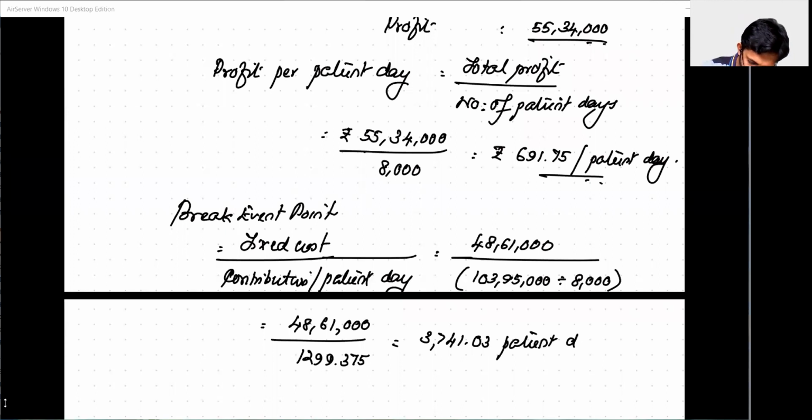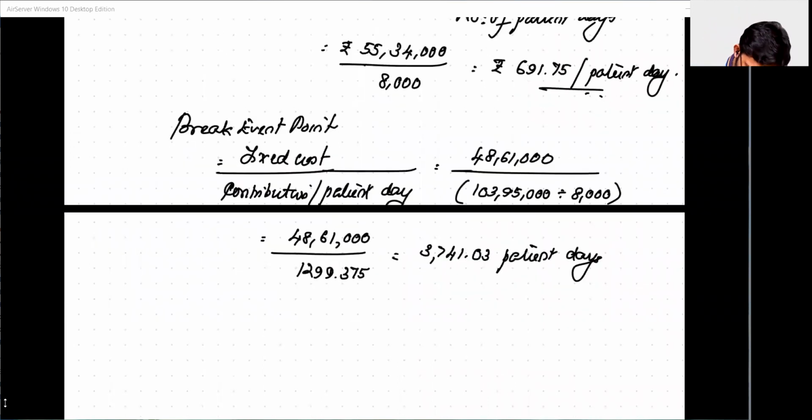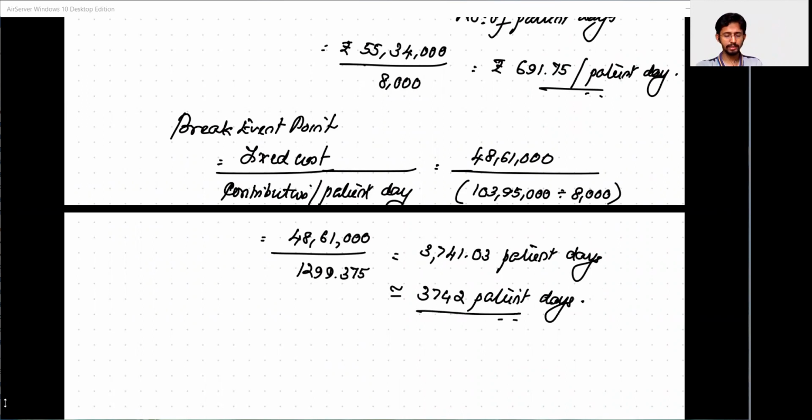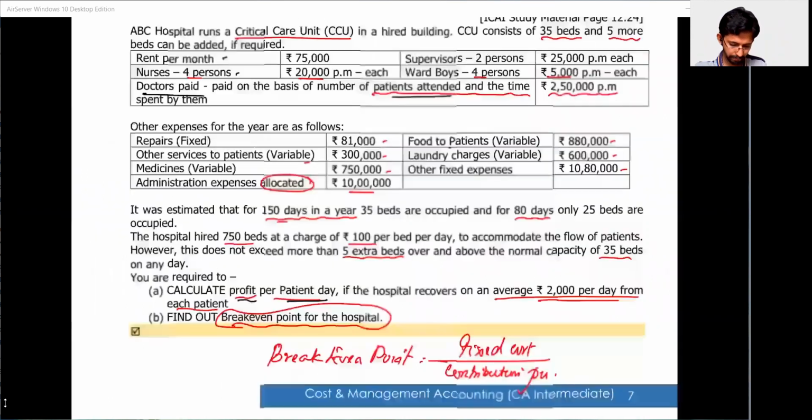And we have already seen that when you round off the break-even point, you have to round it off to the next highest. So that is equivalent to 3,742 patient days. Okay, that is the break-even point. Now that's all about this question.